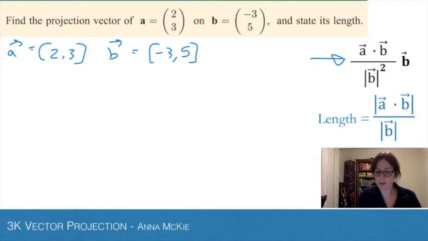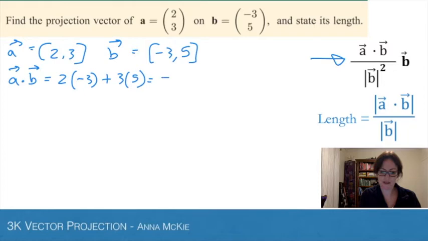So looking at the formula that we're going to need, at some point we need to work out the dot product, the scalar product. That's where you multiply corresponding components. So we've got 2 from vector A there, multiplied by -3, and we're going to add on 3 multiplied by 5. That gives us -6 plus 15, which is equal to 9. So that's the dot product.